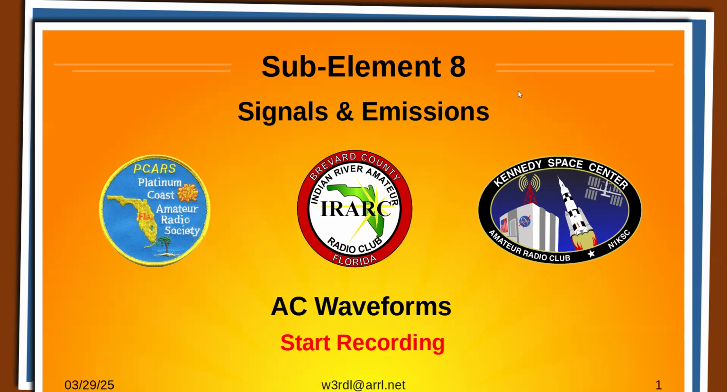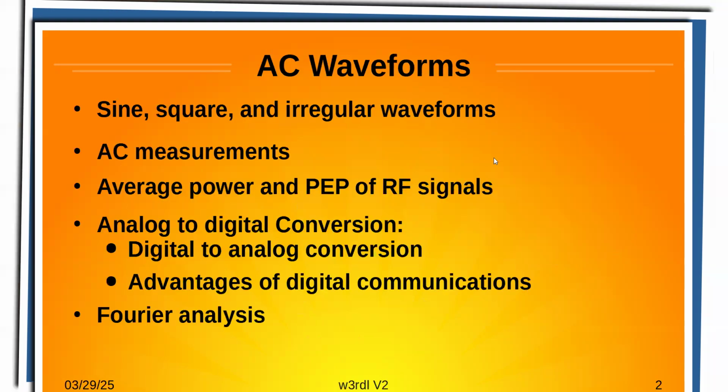Okay, so there's a couple things they stuck in the front because they don't fit anywhere else. And we'll talk a little bit about waveforms and RMS again and PEP. And we talked about those. We could talk about them again. And how you measure sine and square waves and other irregular ones, and how you do the RMS value of it. What the peak envelope power is.